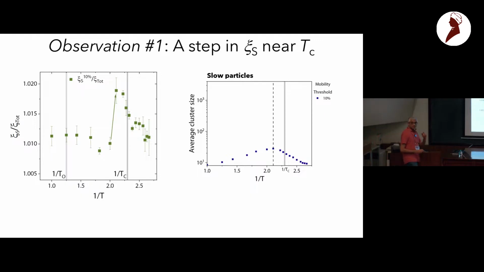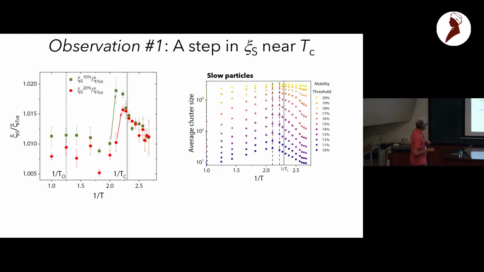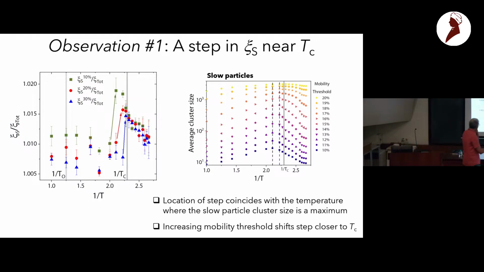So the contrast between the slow and the fast is going to die down, which is why it's dropping back. All right. But the interesting observation, besides the step, is that if you change the cutoff for your mobile particles, you go from 10 to 20%, the step shifts. You have to cool it further to see the step. And correspondingly, where the cluster size of slow particles is maximal also shifts. If you cool the system even further, it shifts even closer to TC. So the takeaway is the location of the step coincides with where the cluster size is maximal, and the mobility cutoff shifts the step, and this is what we would like to understand.